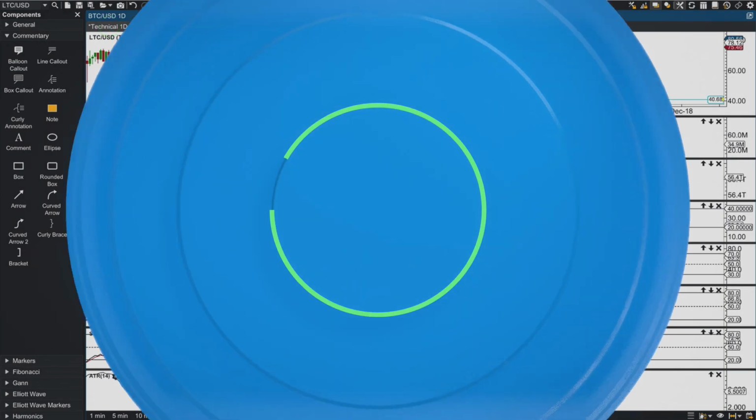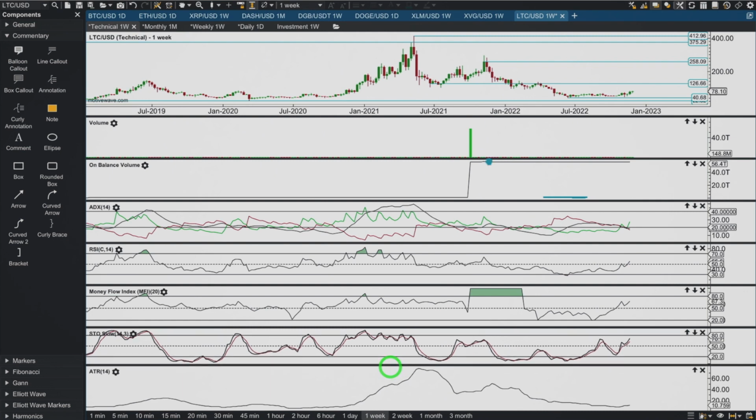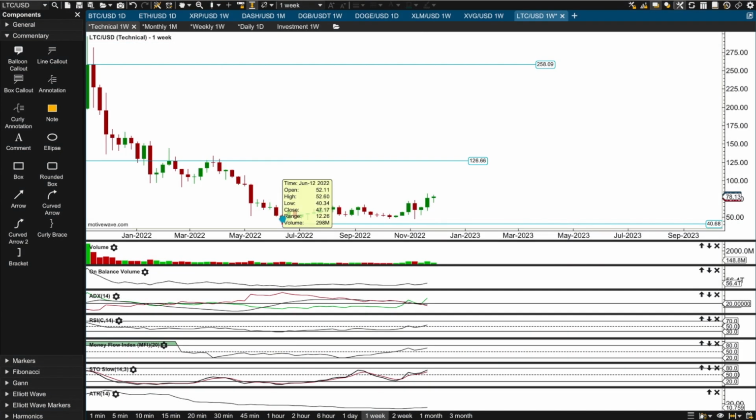Let's have a look at classic technical analysis, weekly chart first, and let's look at this last low. So here is the last low, week beginning 12th of June. This candlestick is a hammer candlestick. I just calculated the length of the lower wick in relation to the real body, and it is more than twice the length of the real body. That's followed by a bullish engulfing candlestick pattern.